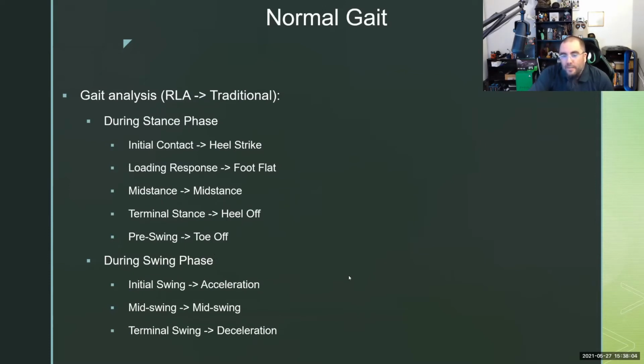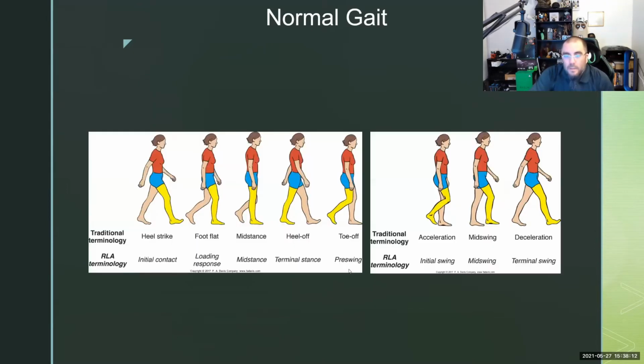So we already kind of covered the RLA versus traditional. This breaks it down in another form here. I have that on there in case you want to look at it this way. I don't care how you do it, just learn it. Here's a picture breaking it down for you. More pictures, more gooder.